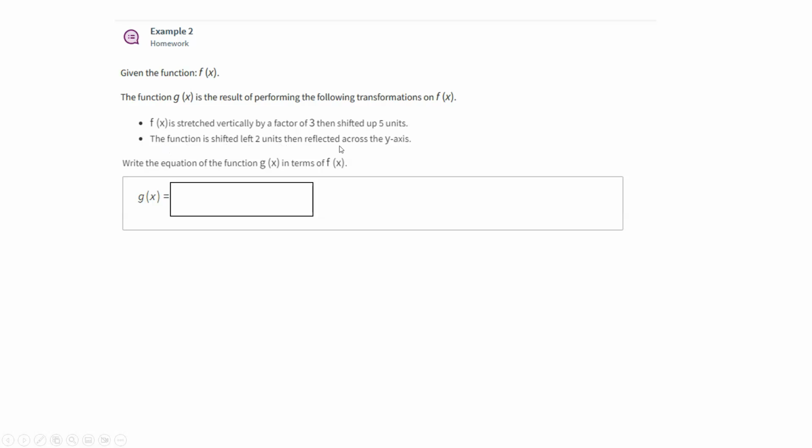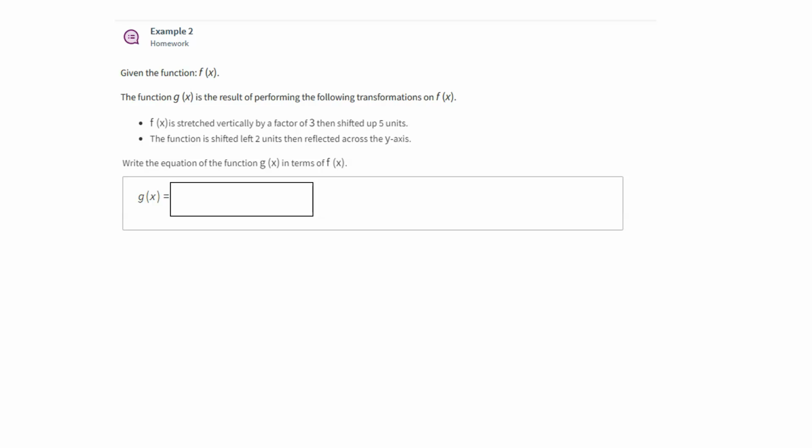One of the things you have to get used to is here the stretching occurred first and then the shifting, because stretching means you're multiplying by 3. Shifting means that you're adding or subtracting. And that is what the order of operations would have you do. That's the order you would do them in.